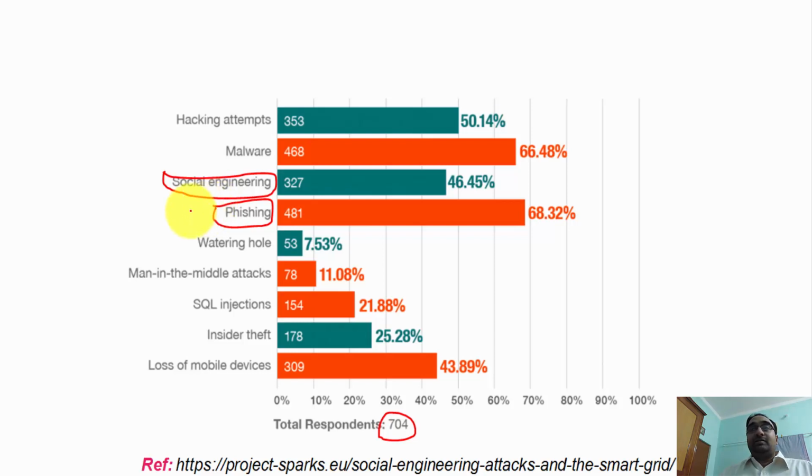Okay, so you can see these are quite high, right? The attempts, 46 percent and 68 percent. They are quite high. Okay, so we will see the remaining things also in the coming sessions. Don't worry. So that's it about social engineering.